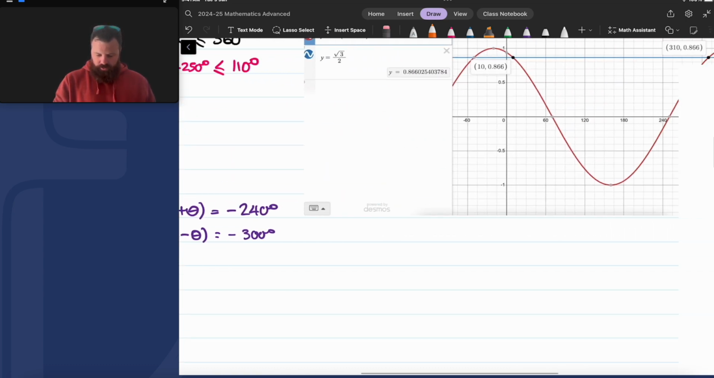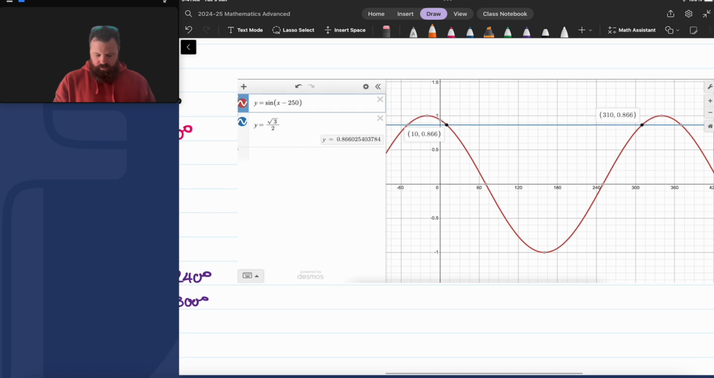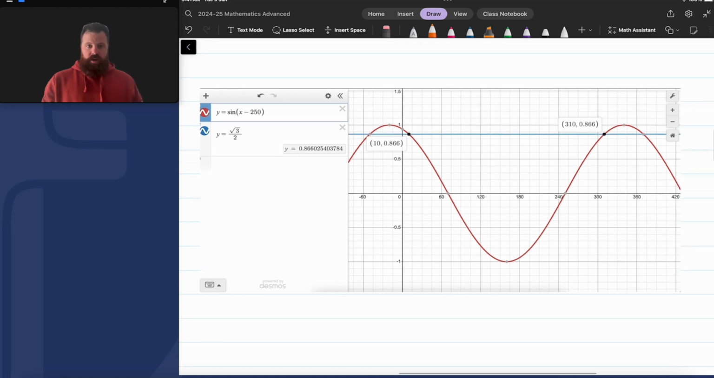And over here on the right, there's the graph of sine x. You can see the curve doesn't look quite normal. That's because it's been shifted 250 degrees. And you can see my two solutions that are inside the domain that I asked for were 10 and 310. You can see those two points just outside our domain. Those were the other two solutions that we just quickly rejected.